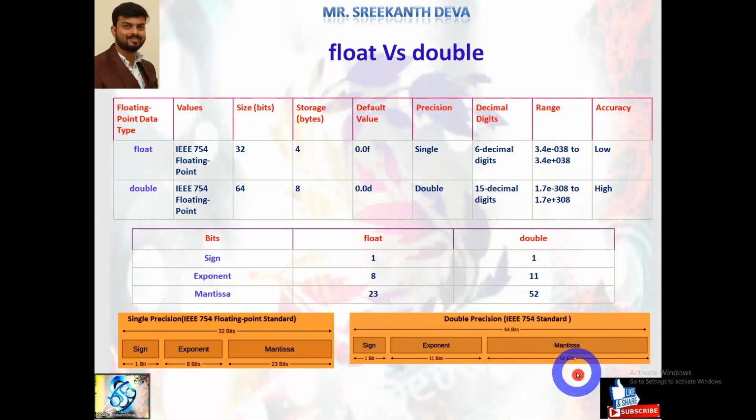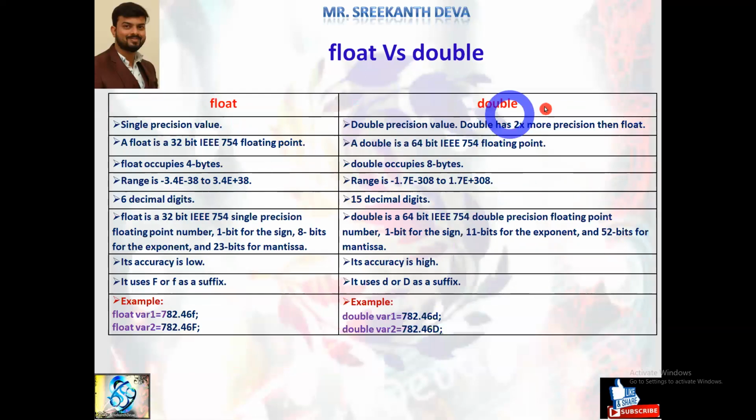See, this is about the major differences between the float and double types. Okay, and I also explained in tabular format the basic level and high level differences between float and double. Float is a single precision value as we discussed previously, and double is a double precision value. Double is 2 times more precise than float type. A float is a 32-bit IEEE 754 floating point representation. A double is a 64-bit IEEE 754 floating point representation.